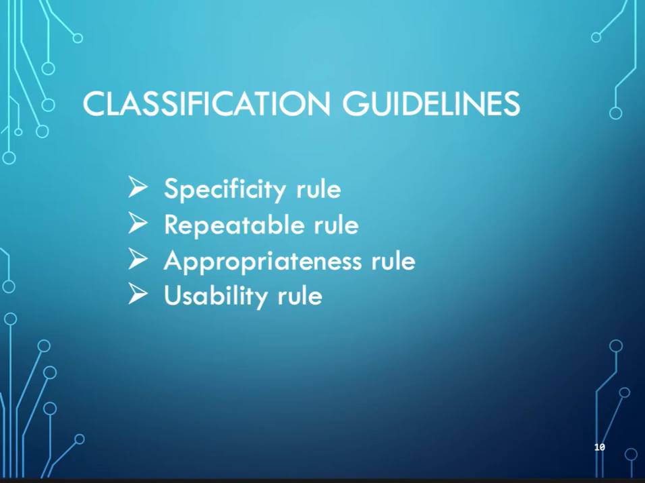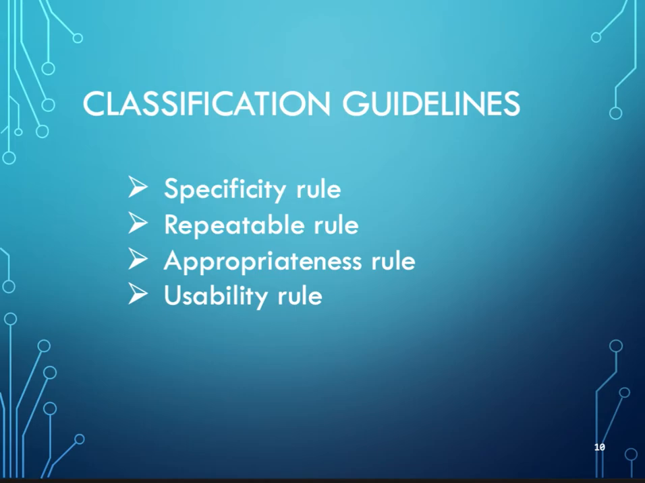Appropriateness rule: not all attributes apply to all assets. Only supply values for attributes that make sense. Usability rule: anticipate how the asset will be searched for in the future and how to make it easy to find. Remember that a search engine can only operate on explicit information.